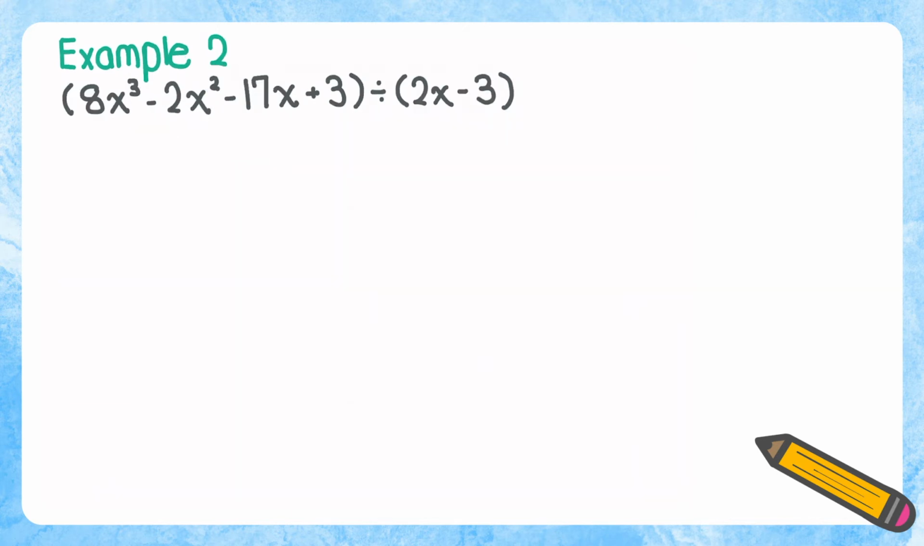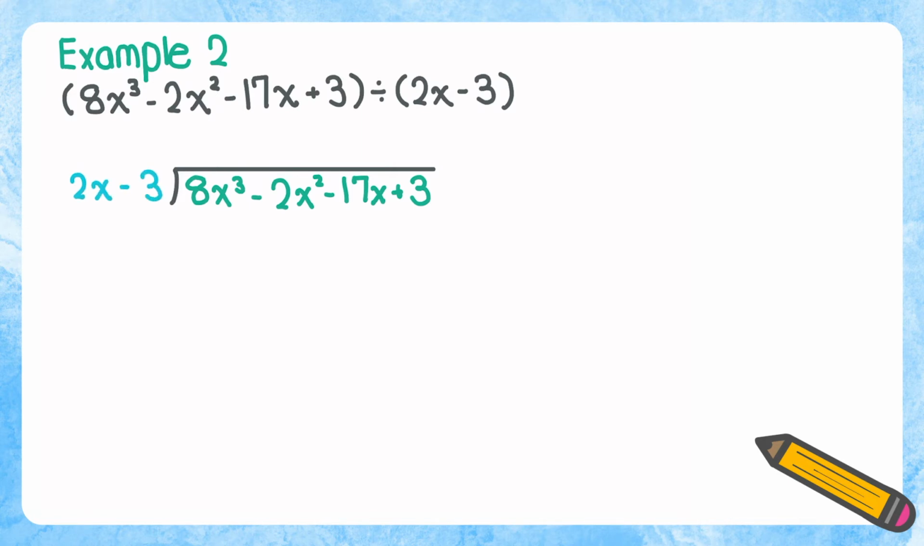For our second example, we have 8x cubed minus 2x squared minus 17x plus 3 divided by 2x minus 3. So let's set up the general long division format again. The dividend goes on the inside and the divisor on the outside. Again, for each step, we want to focus on the first terms. So in this case, let's focus on the 2x and the 8x cubed.